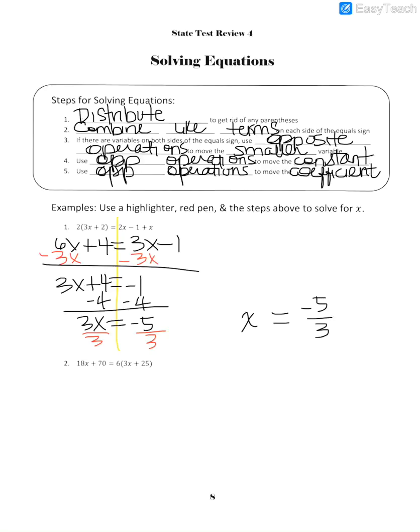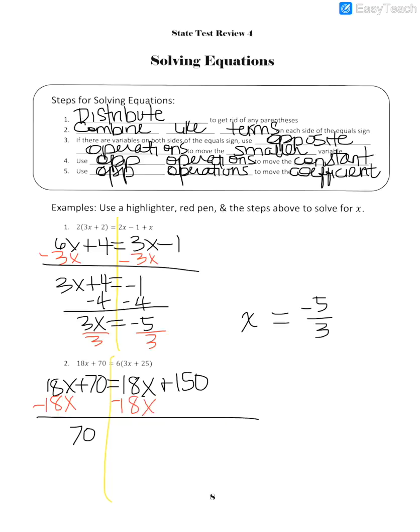Okay, number 2. We're going to start by distributing the 6. 18x plus 150. I have an 18x on both sides, so we're going to minus both of them since they're the same. And so on the left, all I have left is 70. On the right, I have 150. Since that is not true, that they are equal, this one is no solution.